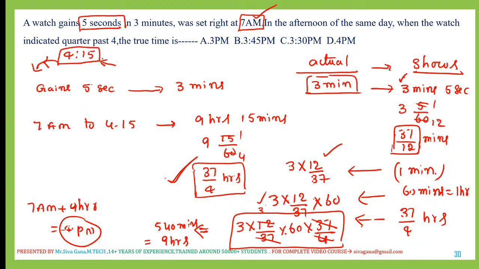It is showing 4:15, but the actual true time is how much? 4 p.m. is the answer. It is running faster. Please, everyone, there is a lot of wrong calculation regarding this model on many of the YouTube channels. This is the right way to answer this question.